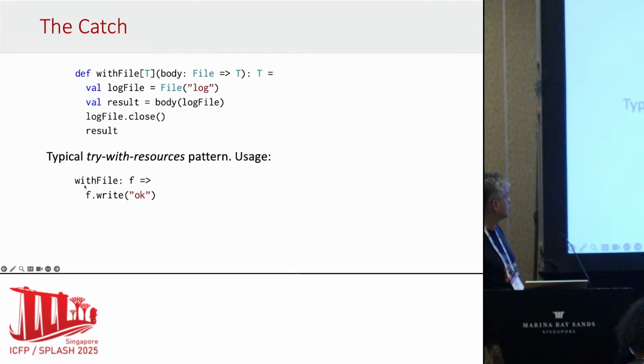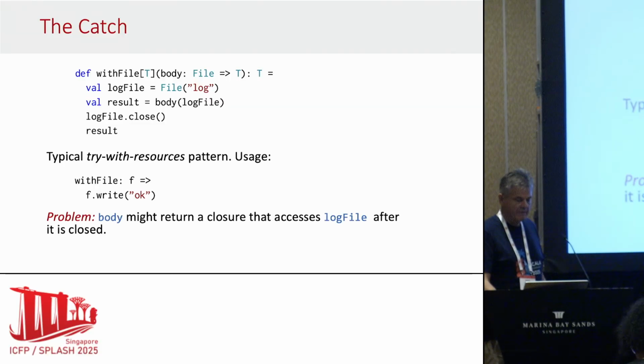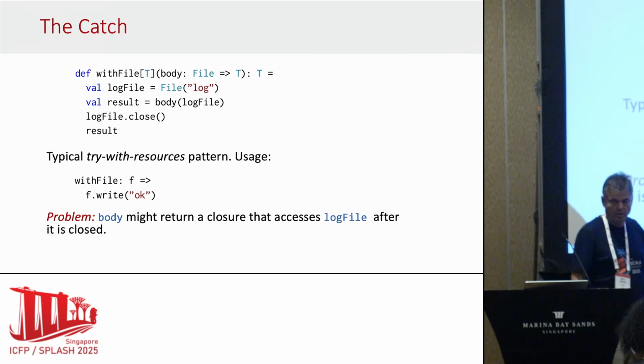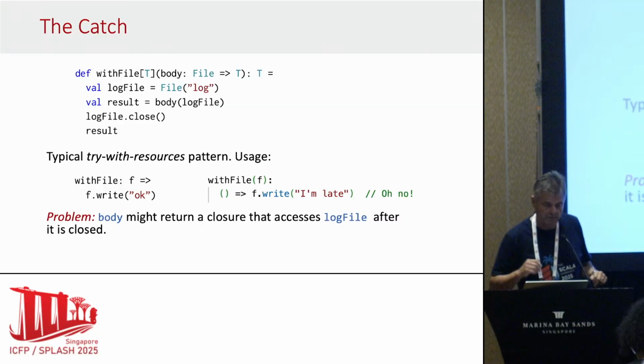The usage would be like this: withFile, colon, f, arrow, f.write, okay, right? So we've just passed the function to withFile, and the logging is handled by withFile itself. Can you see a problem here? Well, the problem could be that body might return a closure, the function itself, that accesses the log file after it is closed. So for instance, like here.